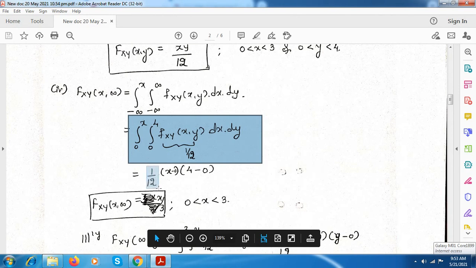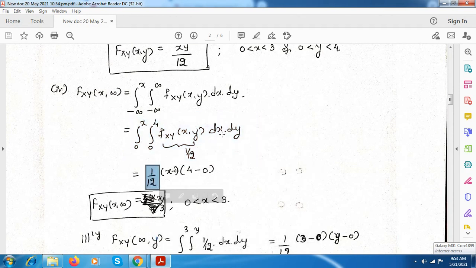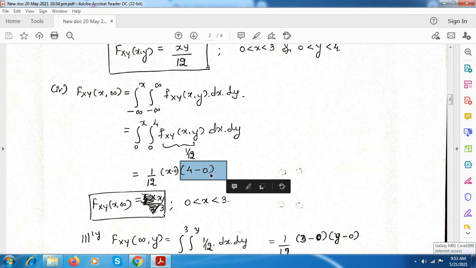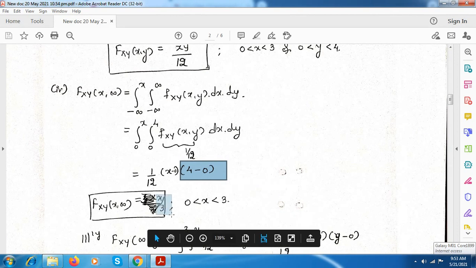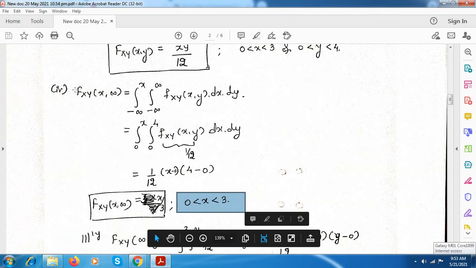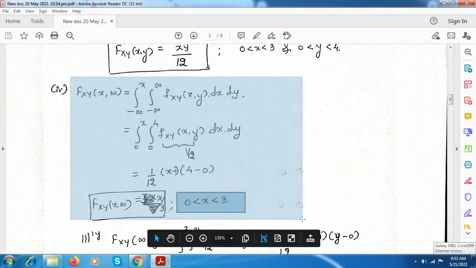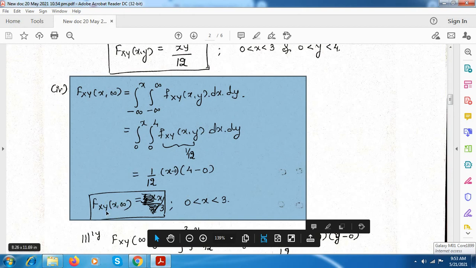So this constant you keep as it is. If you integrate with respect to dx, you get the upper limit x minus 0, and with respect to dy, you get the upper limit 4 minus the lower limit 0. So you get 4x divided by 12, which is nothing but x by 3. And here the range of x is 0 to 3. So this is the solution for the bivariate CDF when y is equal to infinity.